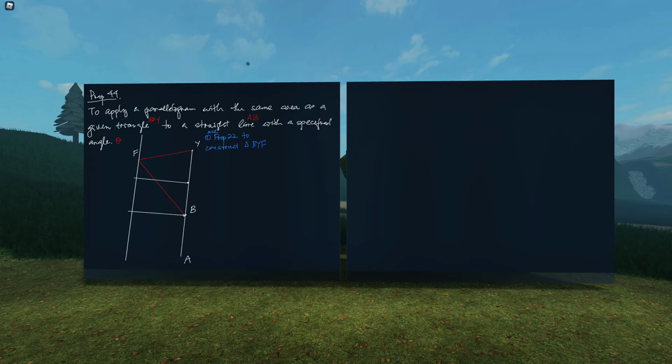All right, so we're going to construct step two here. We're going to use proposition 42 to construct a parallelogram. In the parallelogram, I haven't labeled it yet, but I'll label it now. BFG.